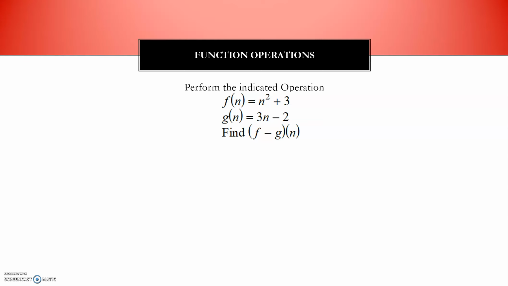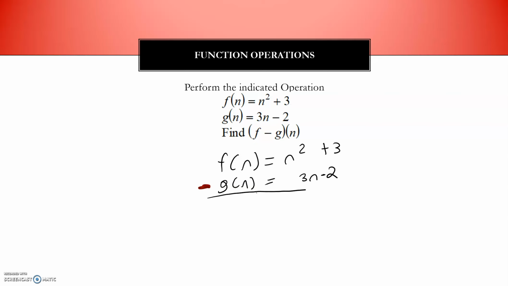Number 4 is subtraction. So we're going to subtract f minus g. So I'm going to do this old school like in first grade. I'm going to put it vertically. F of n equals n squared plus 3. Subtracting g of n equals 3n minus 2. I'm going to move this plus 3 over, and I'm going to explain why in a second. So my result is going to be called f minus g of variable n, and we'll do it.